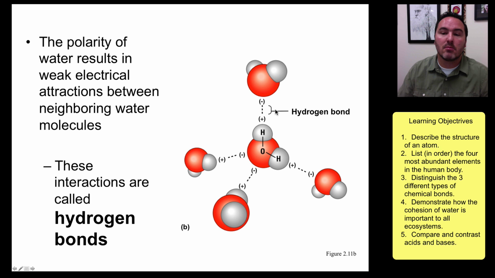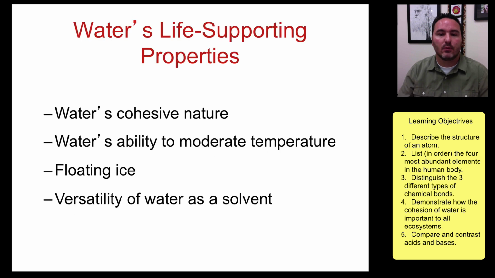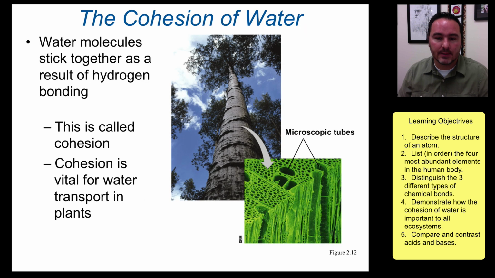Then when you get a bunch of water molecules together, they start to bind to each other, and that's called the hydrogen bond, where the positive end of a water molecule binds with the negative part of another water molecule. It's these hydrogen bonds that allow water to bring life. How? Well, this allows for four different things to happen: cohesive nature, the ability to moderate temperature, the ability of ice to float, and the versatility of water as a solvent. And we'll look at each of these quickly.